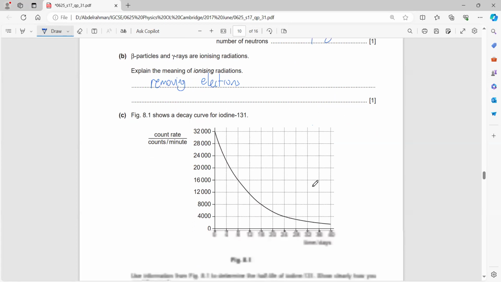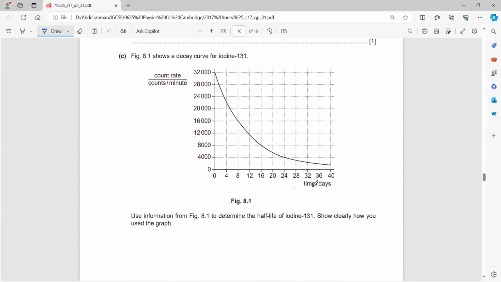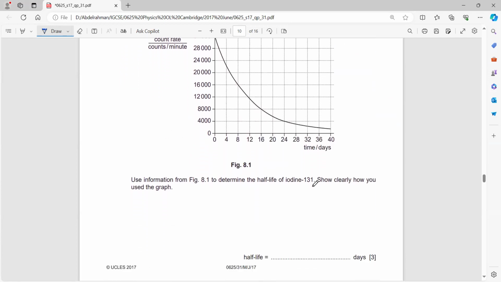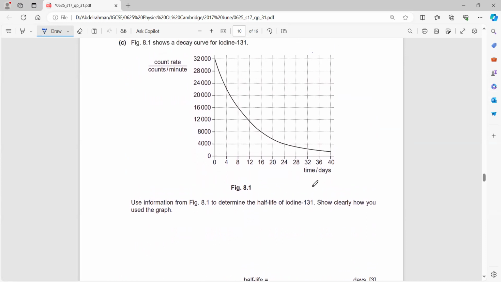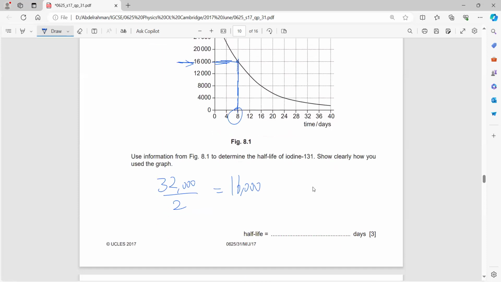This is the decay for iodine. Determine the half-life of iodine. Yeah, it's quite easy. 3 very simple marks. What should I do? Initially, I'll take the first count rate. 32,000 divided by 2 should be 16,000. Using the 16,000, I'll draw a horizontal line and then a vertical line to give me a half-life of 8. Literally, that's it.